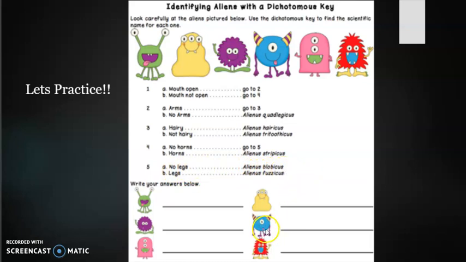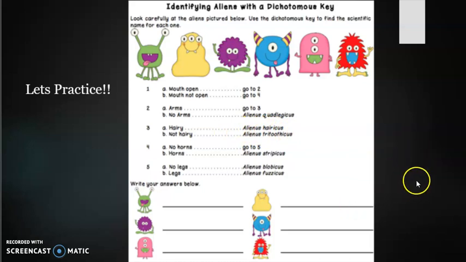Next we're looking at this one here, this blue one. Mouth open or not open? It is not open. Skip down to 4. No horns or horns? He definitely has horns right here. So he is Alienus stripicus. And then we do this last one, our little red one, right here. The red one, his mouth is open, so I'm going to go to 2. He has arms. I'm going to go to 3. Hairy or not hairy? He is hairy, so his name is Alienus hericus.